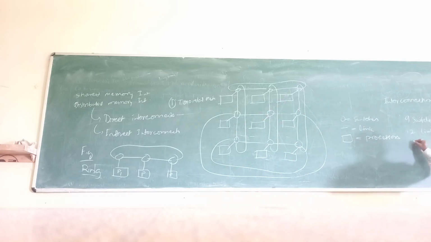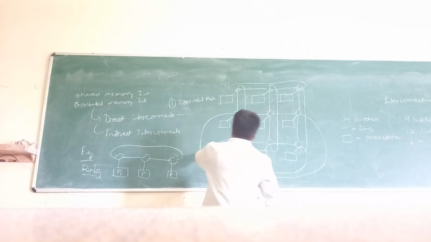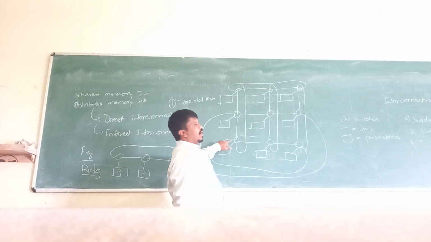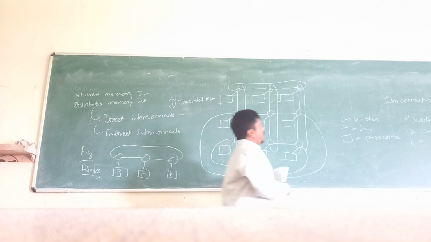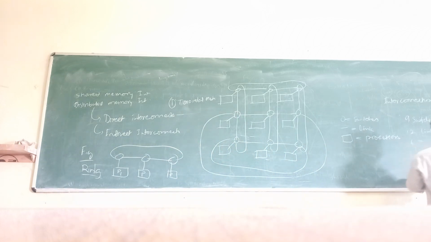And also we will be having the links connecting the processors. How many links are there? Only 6, because we are connecting the processor and memory to the switches with the help of these links. How many are there? 6. So this becomes what here? The 27.